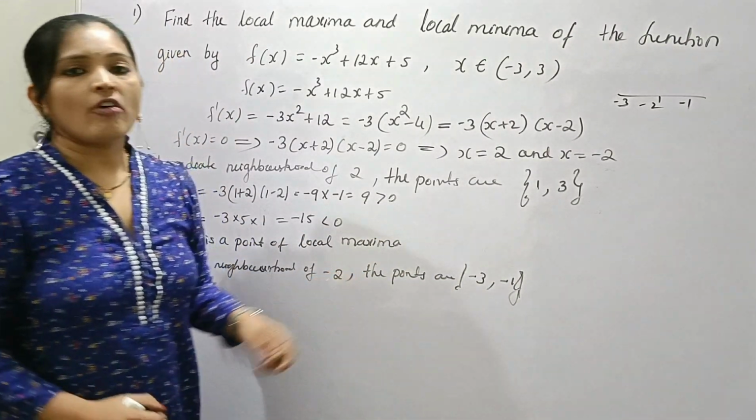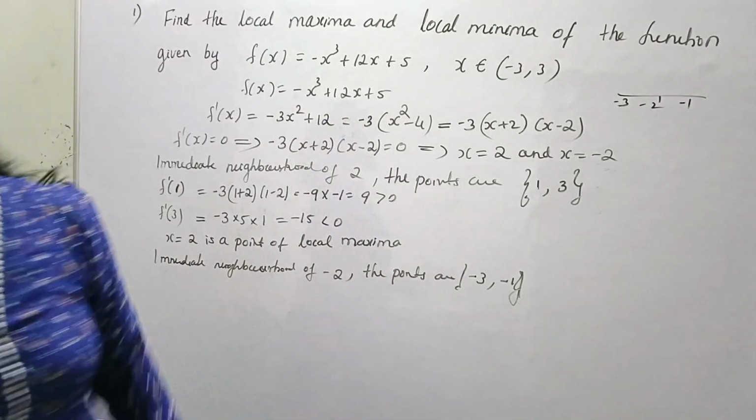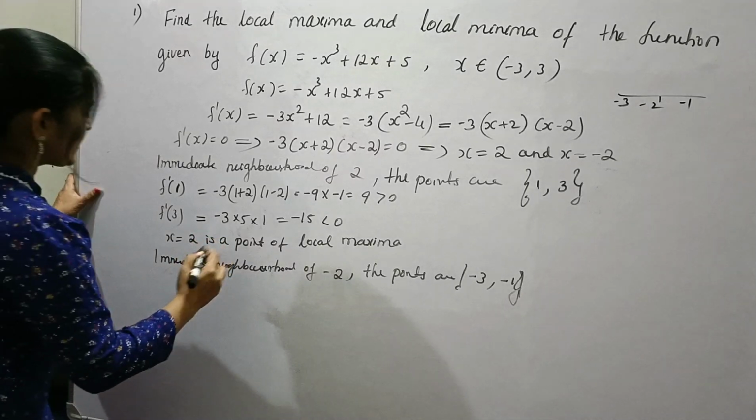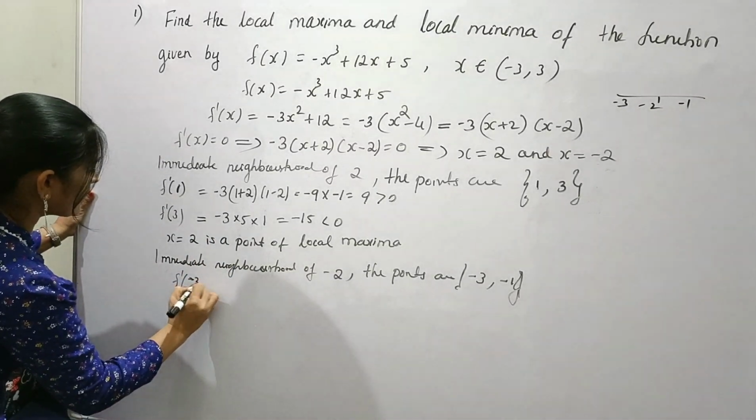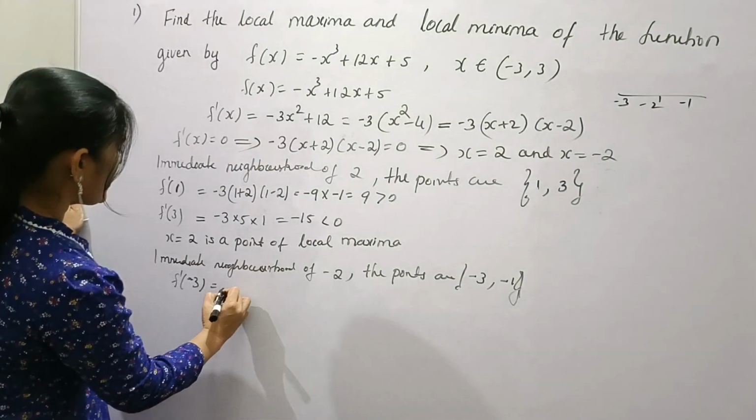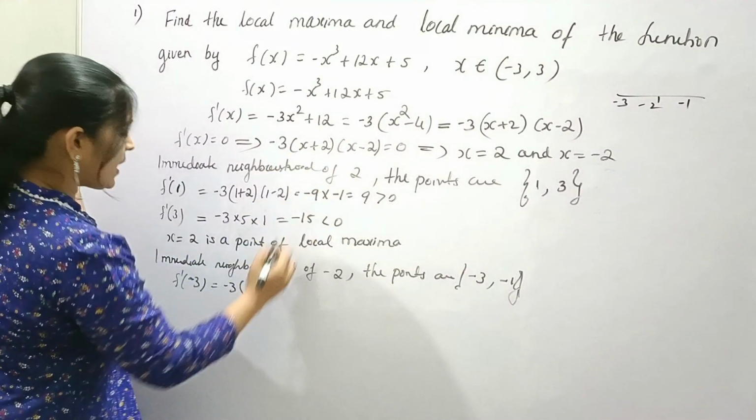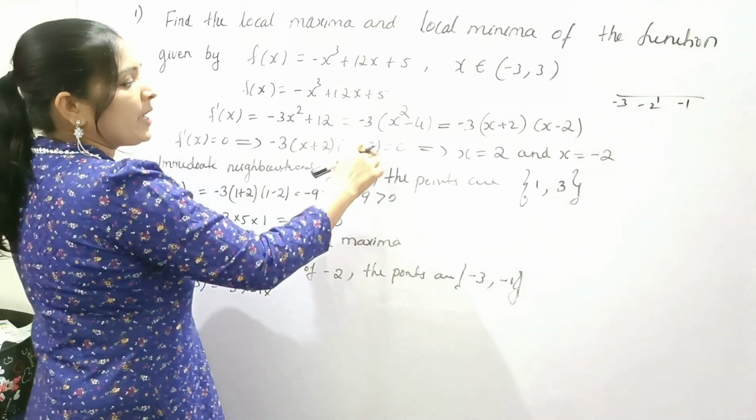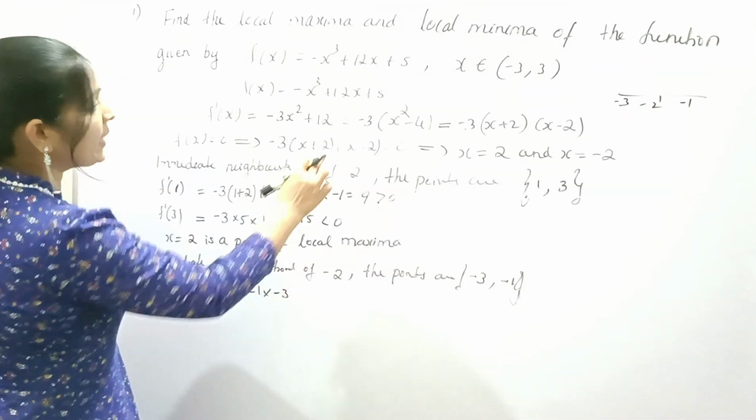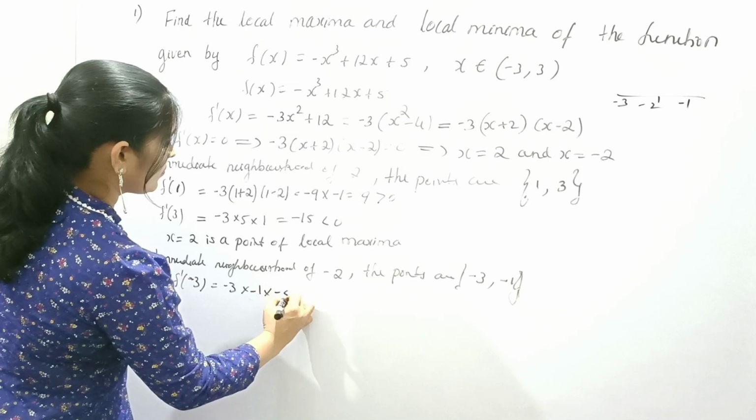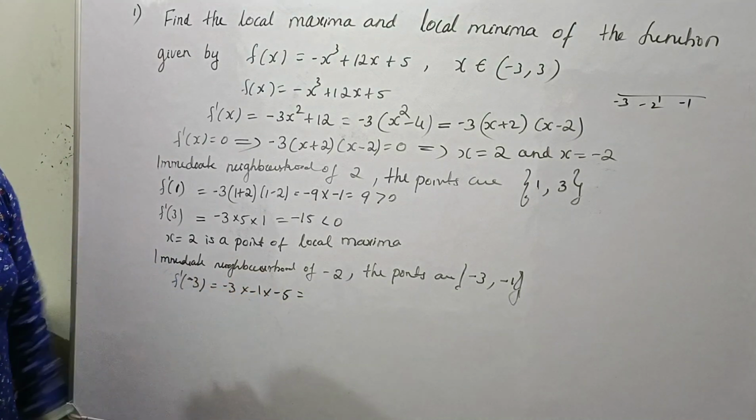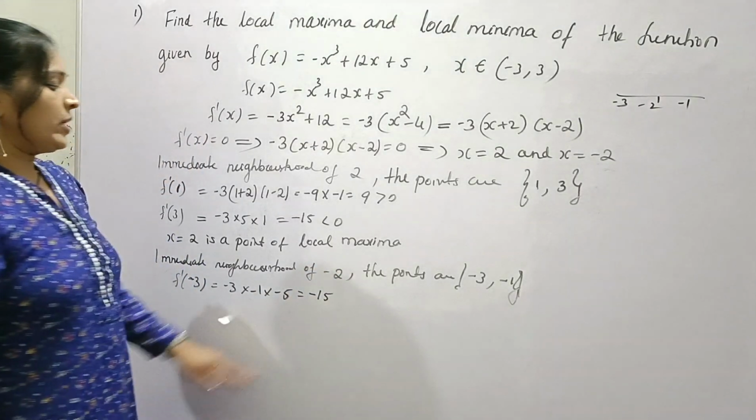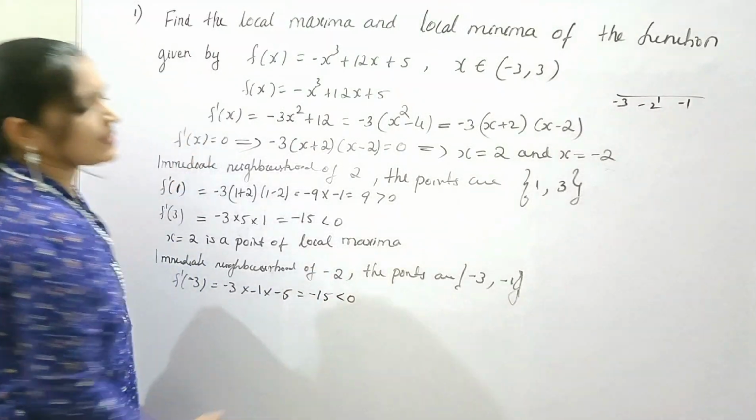So let's find f dash of minus 3. Substitute x is equal to minus 3. So minus 3 into minus 3 plus 2 is minus 1, into minus 3 minus 2, that is minus 5. So here minus, minus, minus, so totally it will be minus. So minus 15. So here we have got minus 15, that is less than 0.